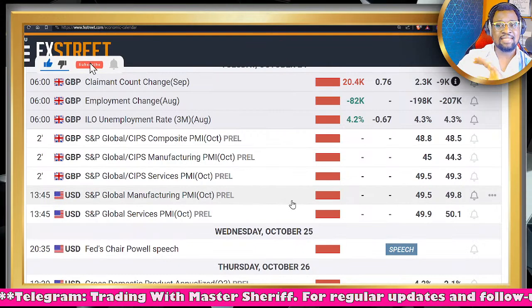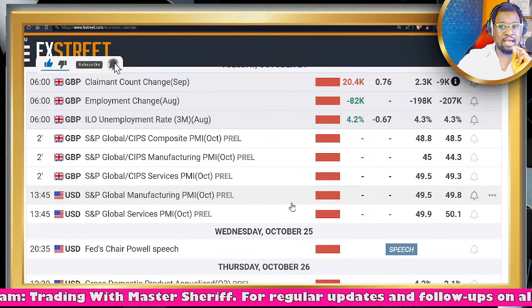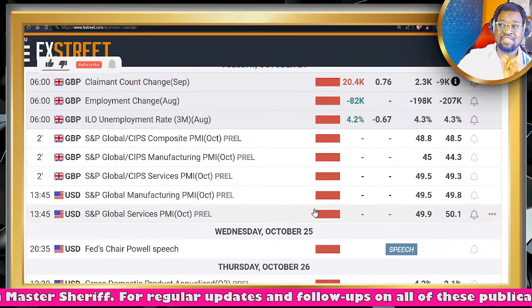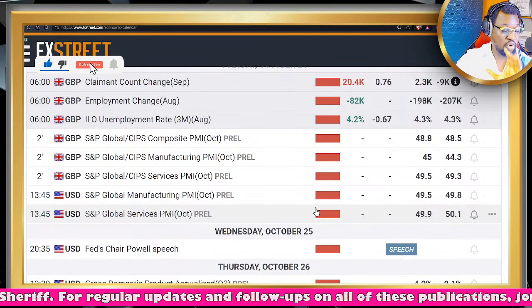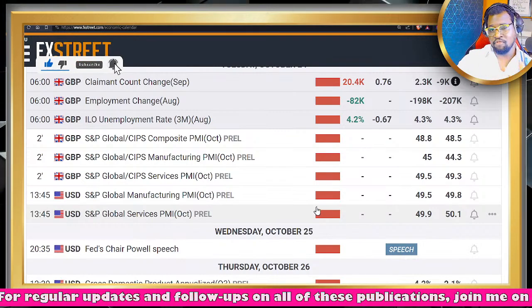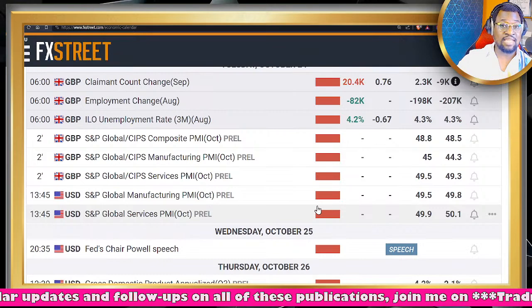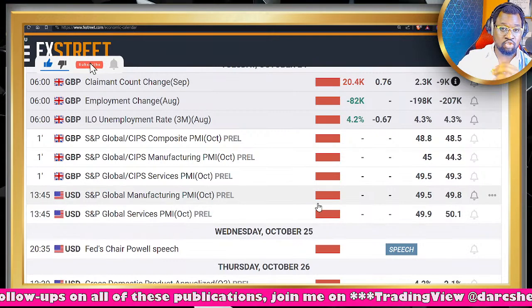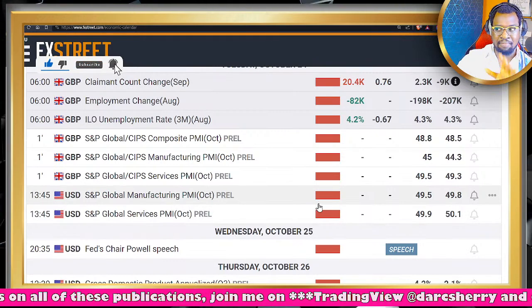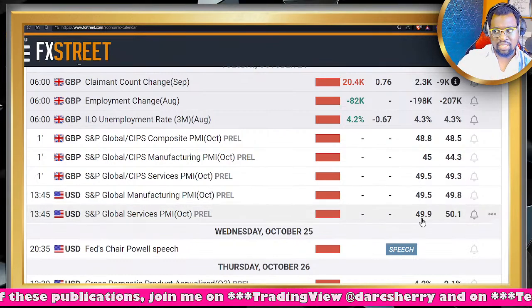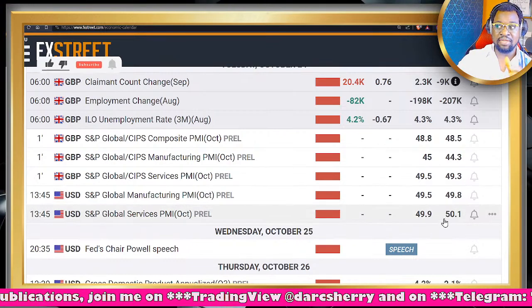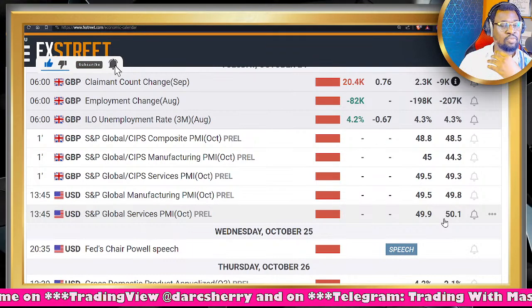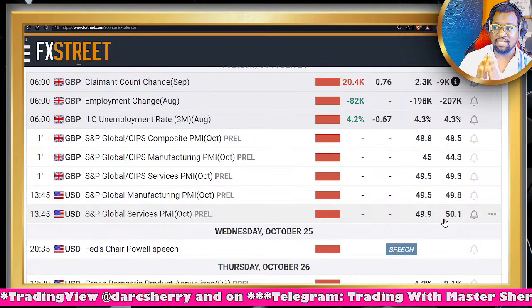Then from the United States economic docket, the S&P Global publication for both the manufacturing PMI and the services PMI isn't looking very promising for the United States. And of course, since the beginning of this week, we've observed how the US dollar has been struggling in comparison to most of its rivals in the market. Will this continue with the situation we have right here, as the majority are expecting a contraction in that economy? So we are going to be looking forward to what the actual data is going to be like.